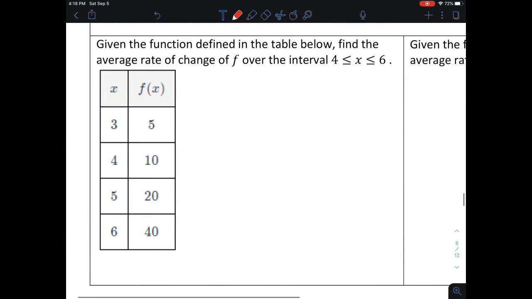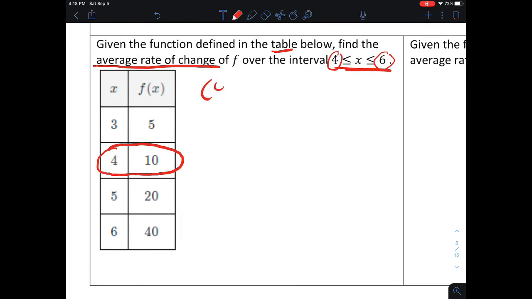Now let's try to find the same thing. I want to find the average rate of change, but instead of giving you a graph, we have a table here. So we want to find the average rate of change over the interval from 4 to 6. I'm going to look at my endpoints at 4 and at 6. I'm going to go to my table where x is 4, circle that x and then its output value. So I got (4, 10). I'm going to write it as a point. Then I go to 6 and do the same thing. I circle it and its y value of 40. So I got (4, 10) and (6, 40).